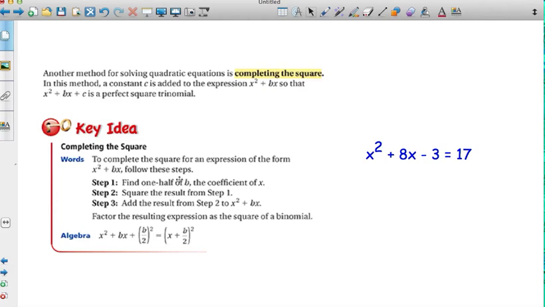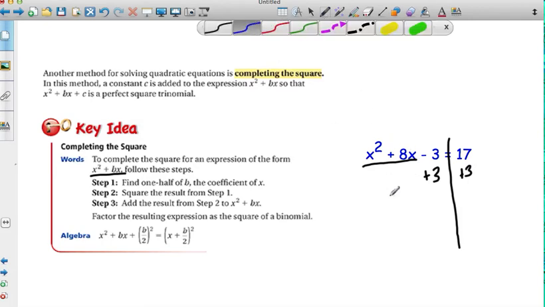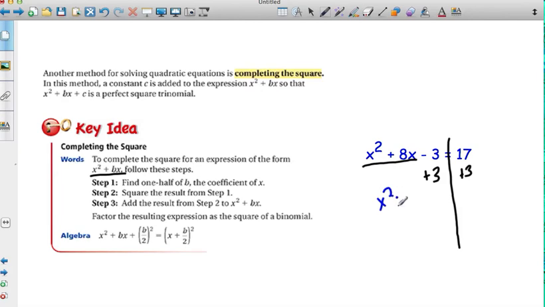Step 1, find 1/2 of b. Now first off, you'll notice this equation right here is not in the same form as over on this side. We must first set it up so that we can complete the square. That means I'm going to switch this 3 over to the other side before I can even begin this process. So now I'm left with x squared plus 8x equals 20.